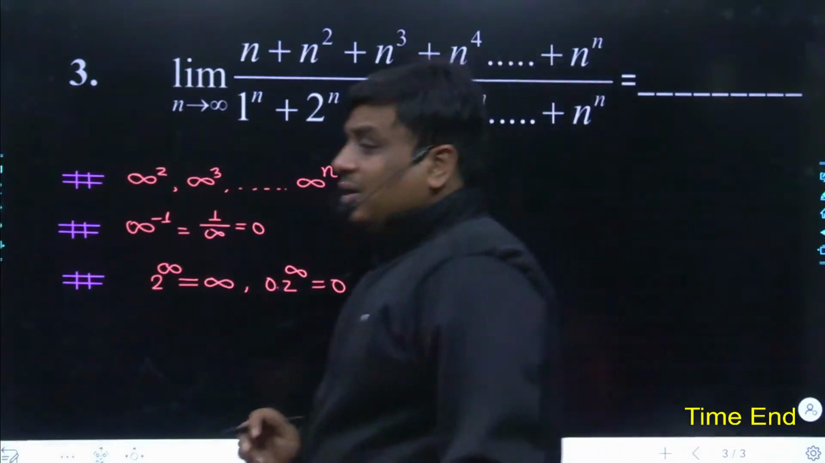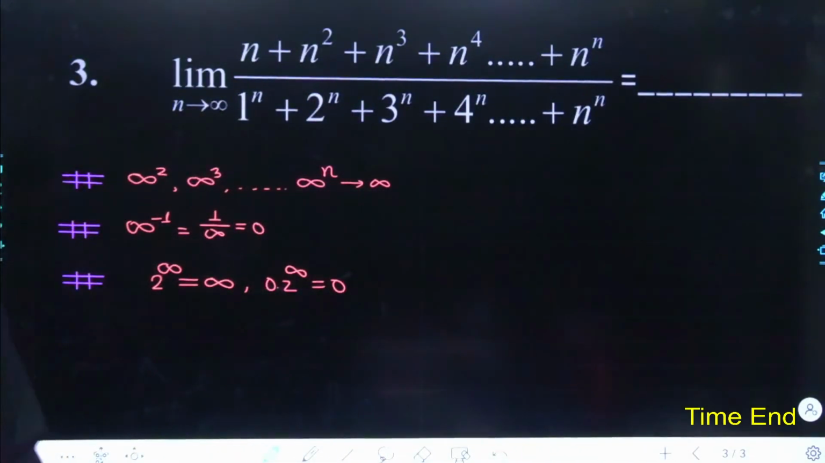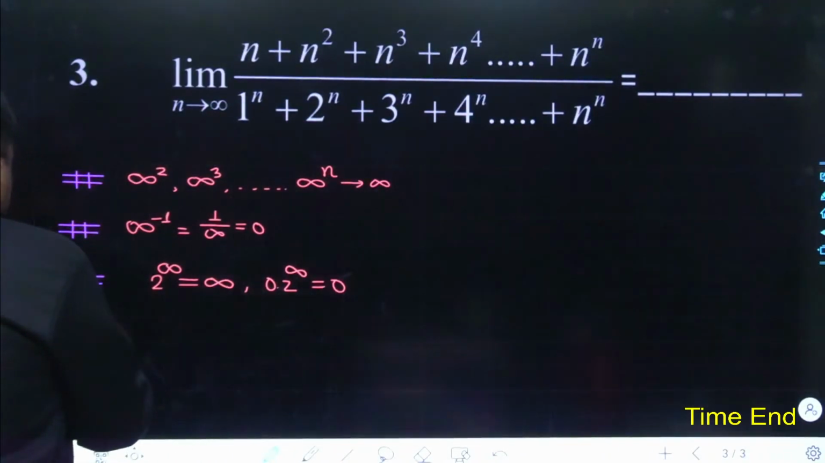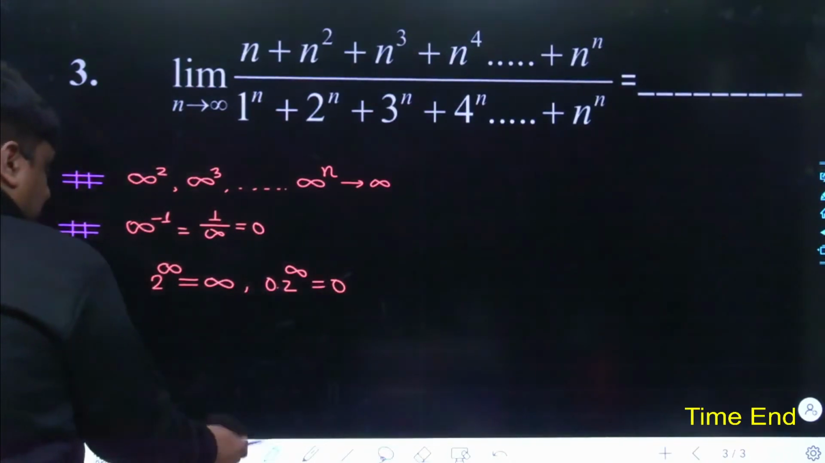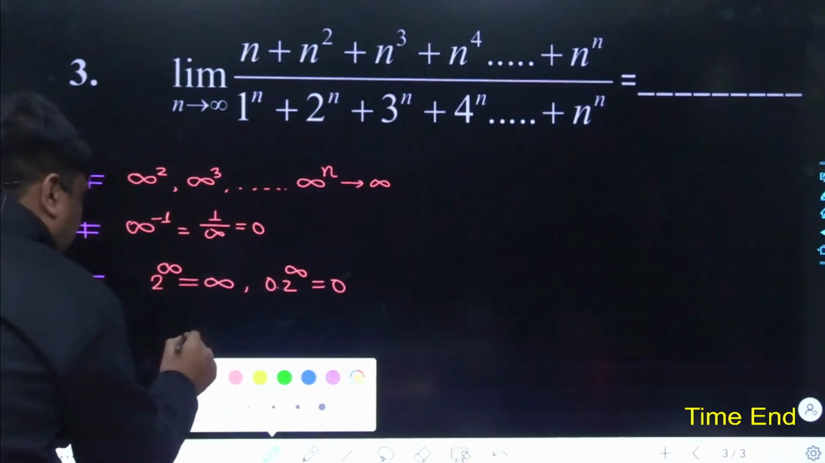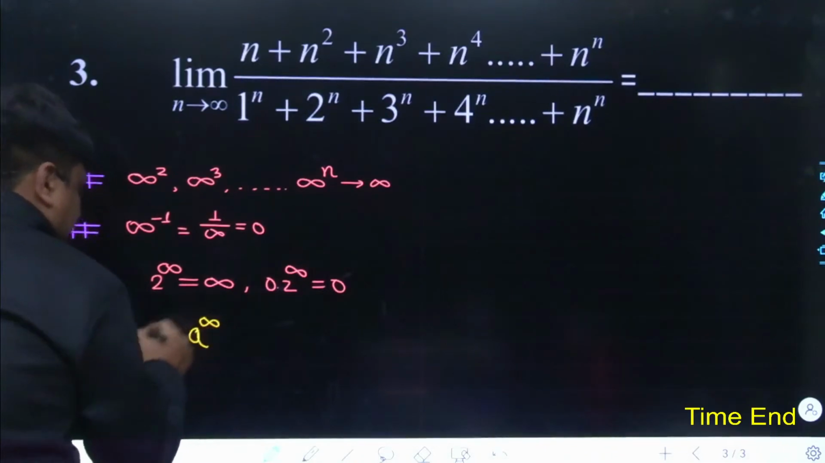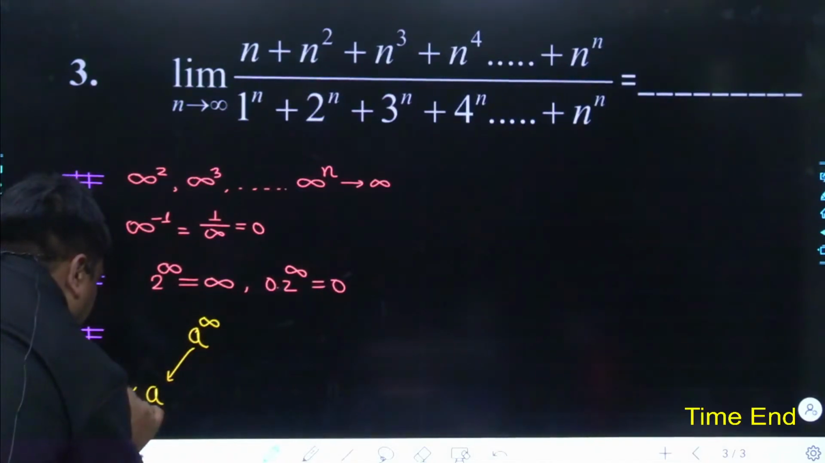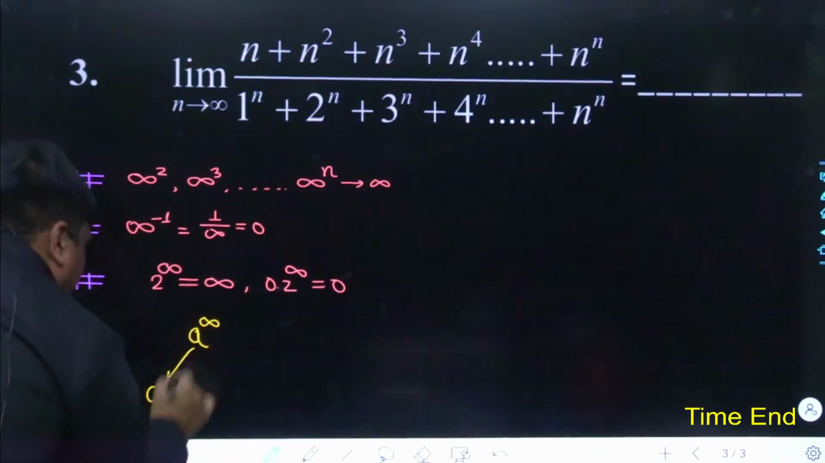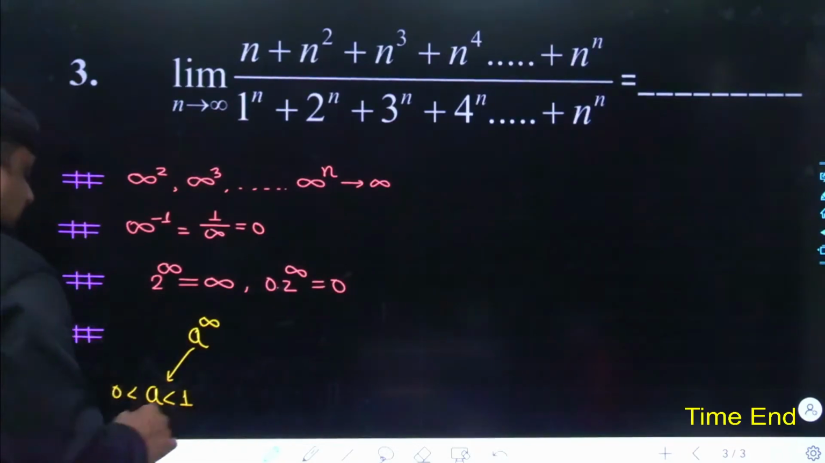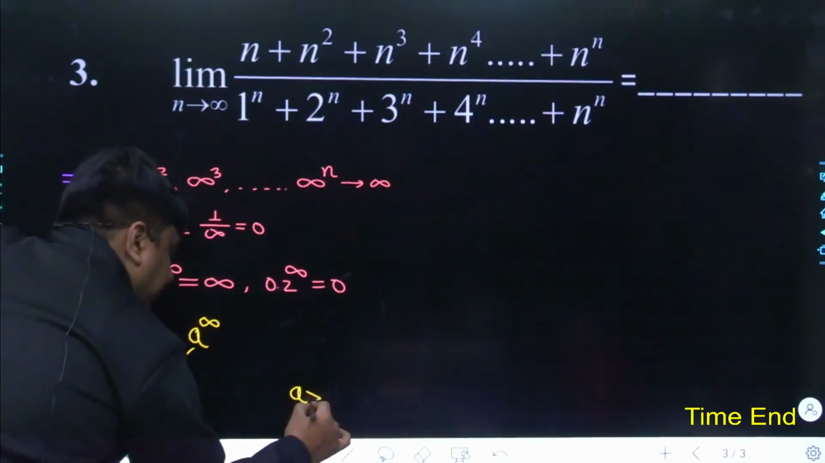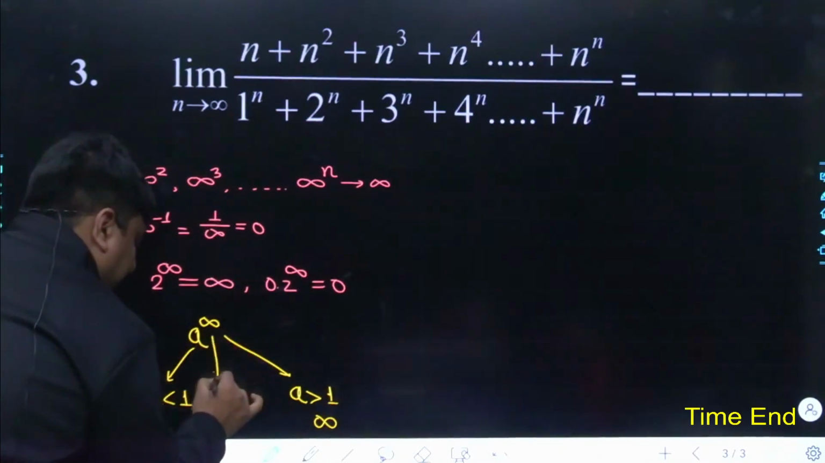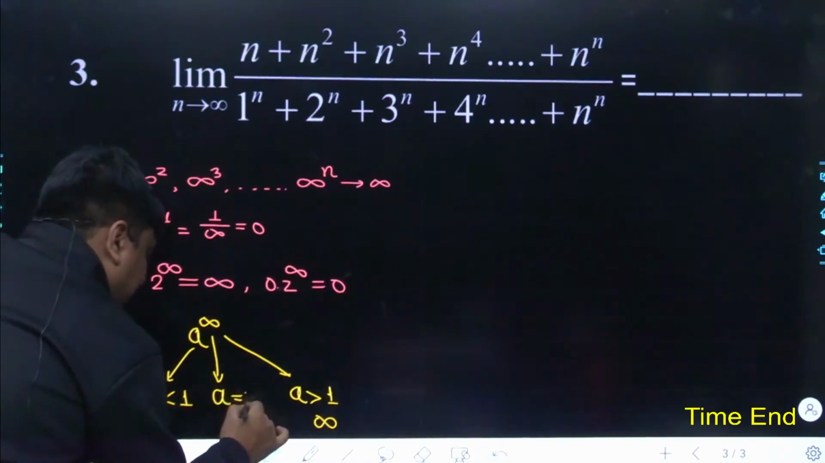So one of the important conclusions I should take out of it, I should write over here. Let's take a situation a to the power of infinity, where a is greater than 0 but lesser than 1. In that case, a to the power of infinity stands for 0. And if a is greater than 1, then it stands for infinity. But if a is precisely 1, this is an indeterminate case.